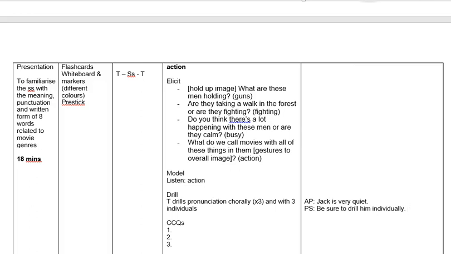So if the pronunciation is close enough and it's simply the accent, move on to the next person. If, however, Jack says "action" with the French pronunciation, you would need to drill him again.